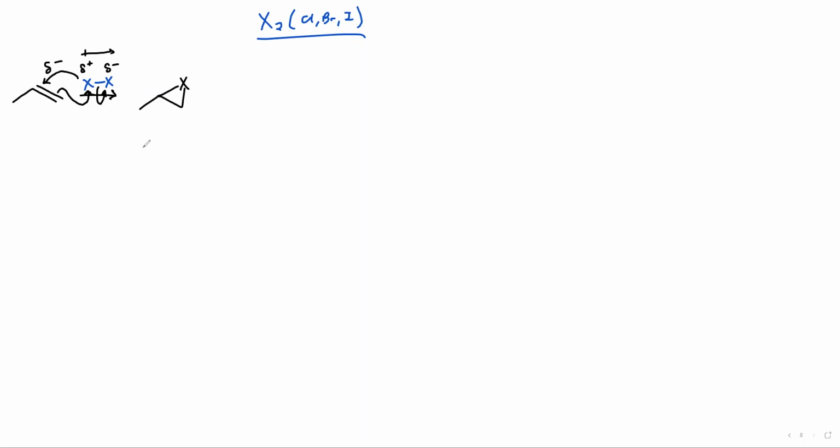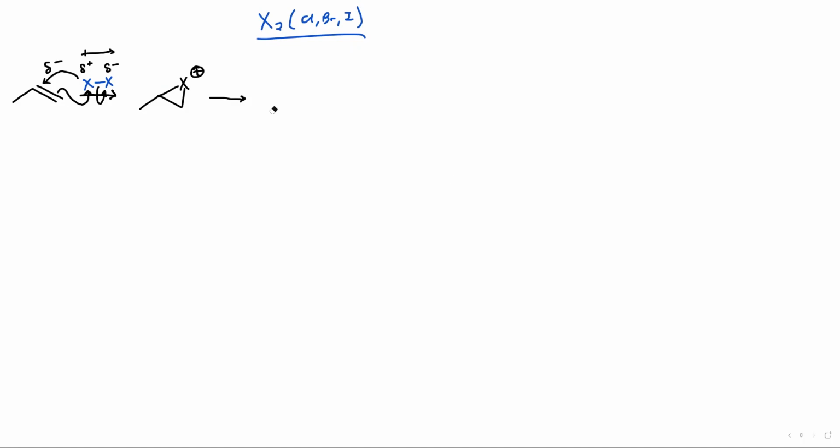Okay, sorry about that. So again, X is going to attack, going to form the complex again that we saw before, and it's going to lose a leaving group. And we yet again form a 3-membered ring with a cationically charged heteroatom. Any surprise there? Hopefully not.